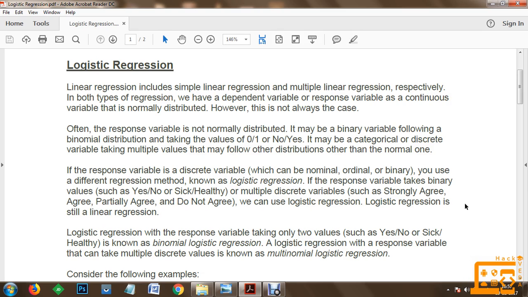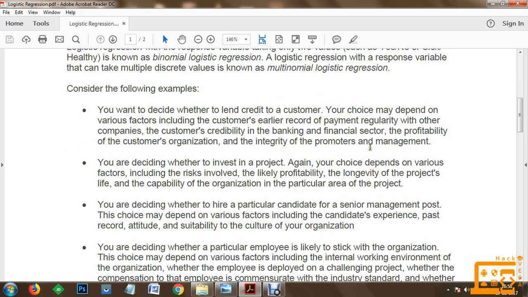Logistic regression with the response variable taking only two values such as yes, no, or sick, healthy is known as binomial logistic regression. A logistic regression with a response variable that can take multiple discrete values is known as multinomial logistic regression. I would like to introduce you to some examples, so let's consider the following examples here.